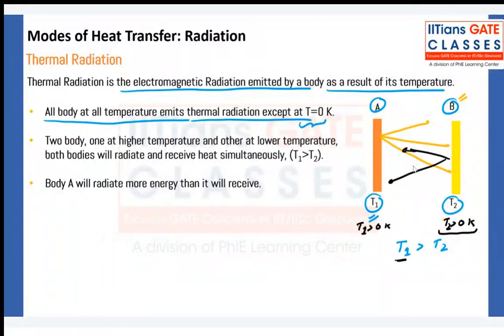Now, the amount of radiation depends on the temperature. For example, T1 is higher, so it is radiating more heat: radiation 1, radiation 2, radiation 3. But body B is at a lower temperature than T1, so it is radiating less; fewer emissions are happening. So the higher the temperature, the higher the radiation heat transfer. But any body at any temperature higher than 0 Kelvin will radiate heat. Body A will radiate more heat than it receives.